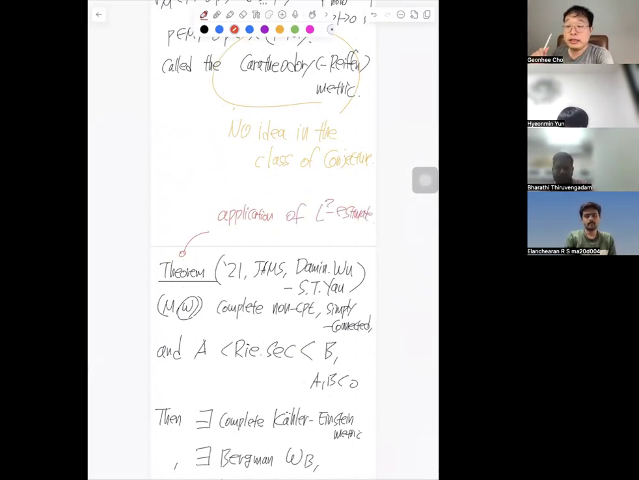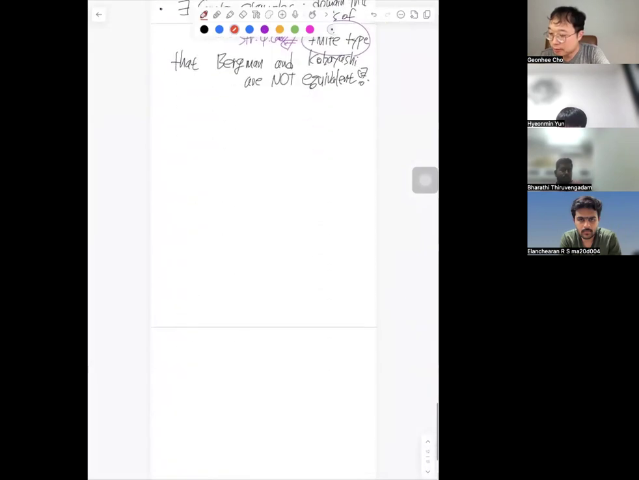So they just use the L2 estimate in a very clever way with a different curvature condition to establish so-called quasi-bounded geometry. I will not talk about the definition. So they establish quasi-bounded geometry from the application of the L2 estimate. Let me just talk about the big story.